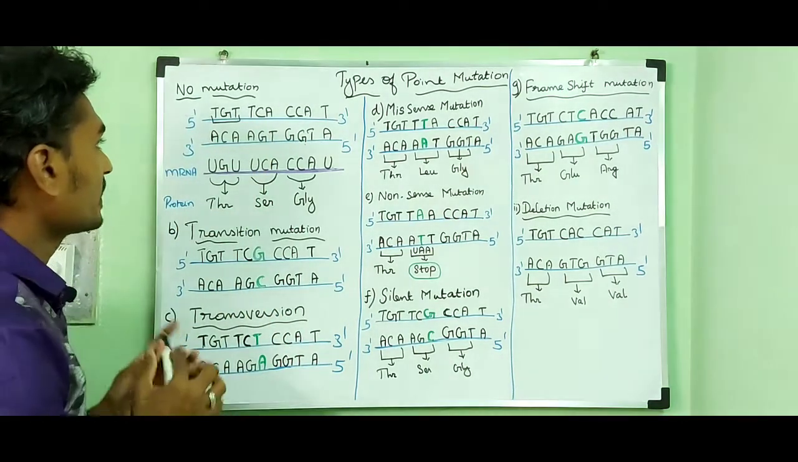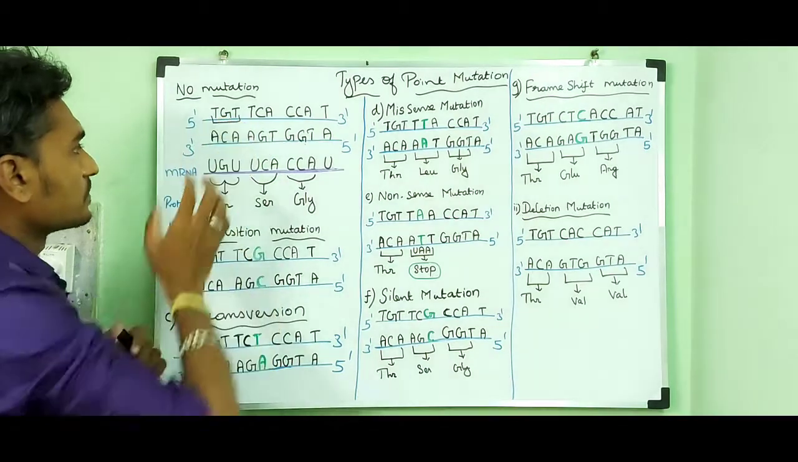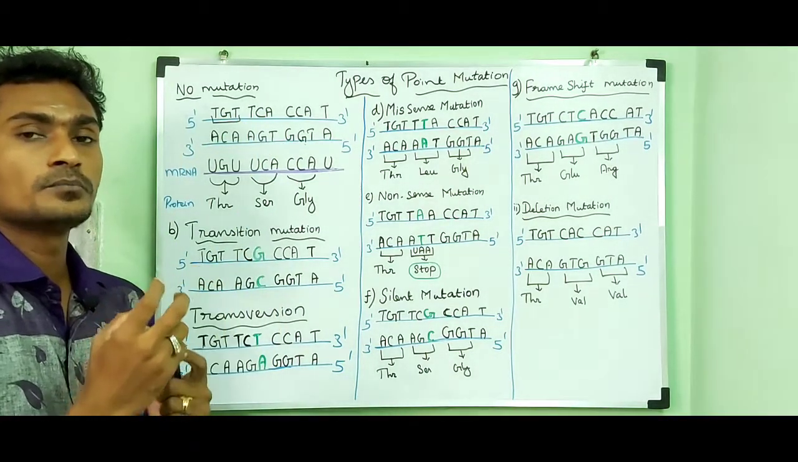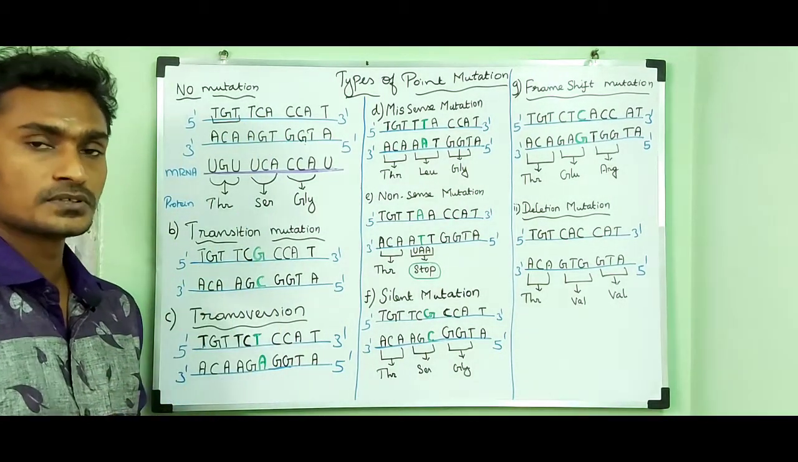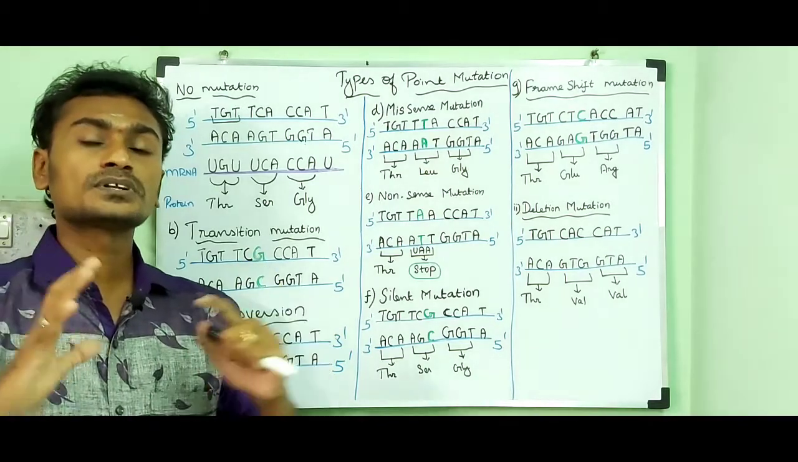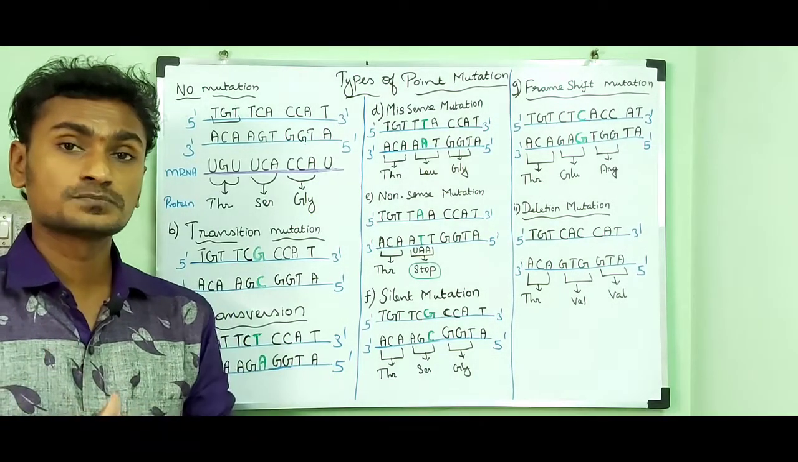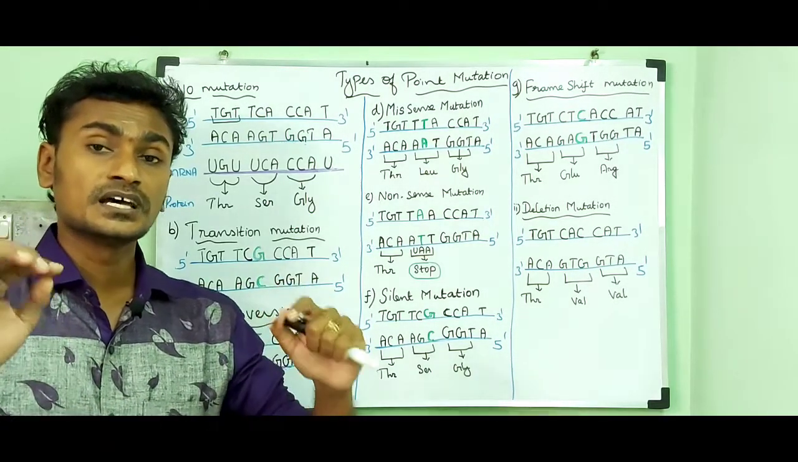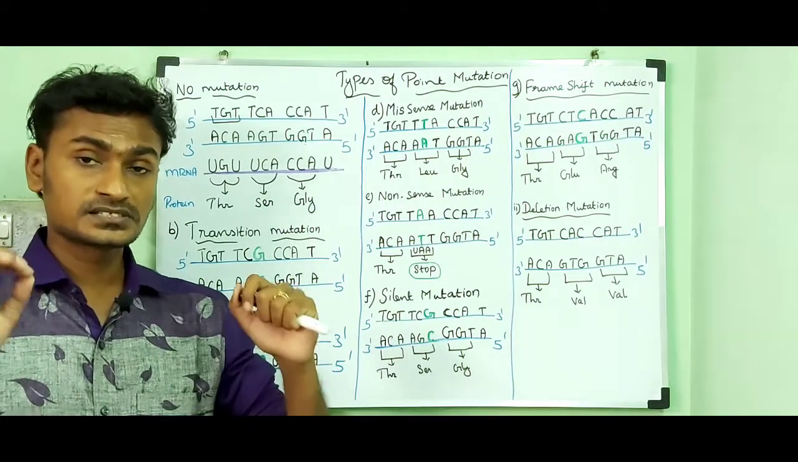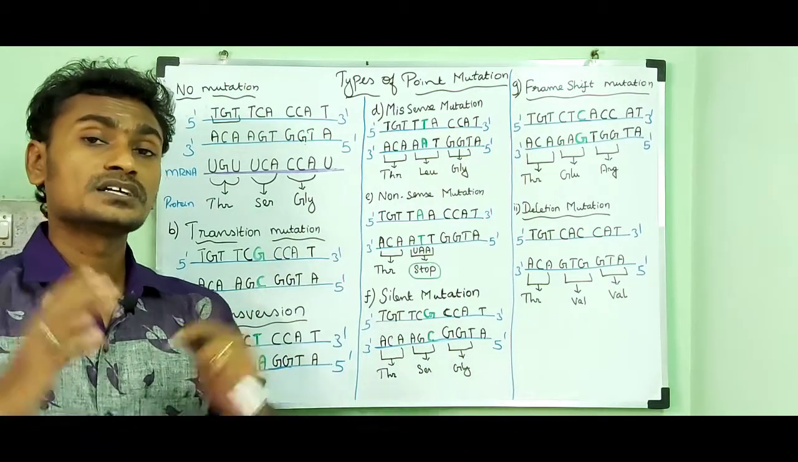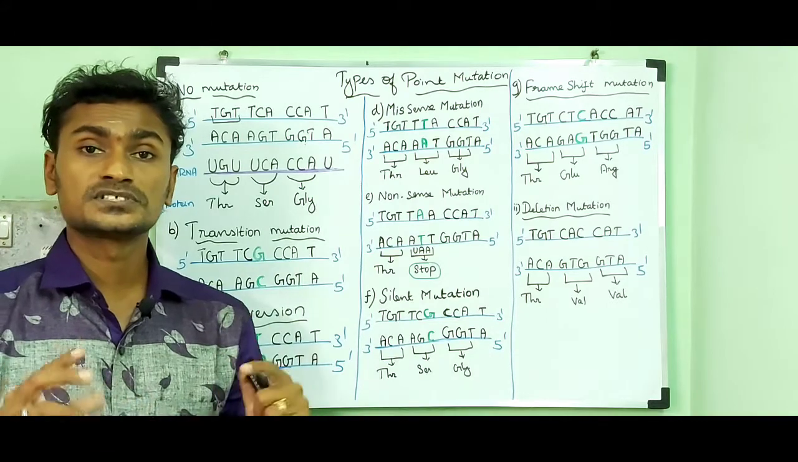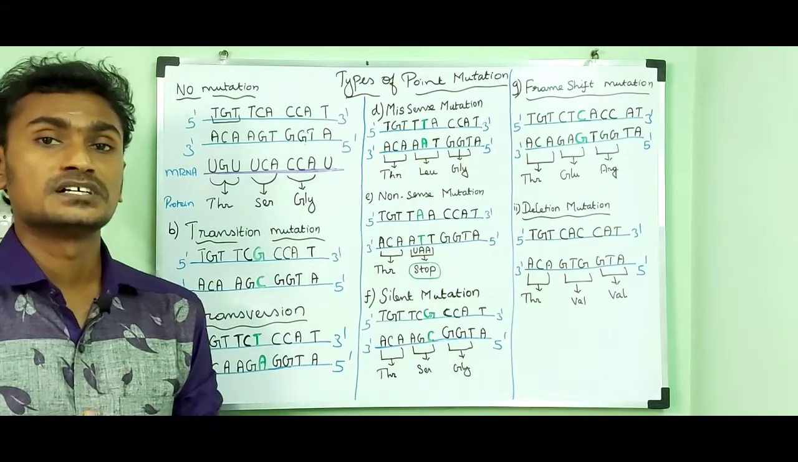You can find triple base pairs. They combine to form an amino acid. There are 64 triplet codons which are responsible for the production of 20 amino acids.